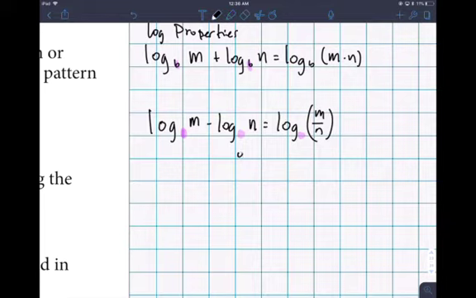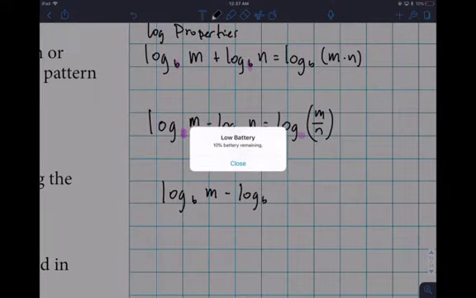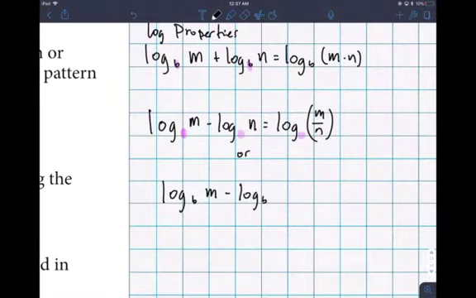Or you can also say the log base b of m minus the log base b of n is the same thing as the log base b of m divided by n. Again, notice that as long as the bases are the same, we can make that conclusion.